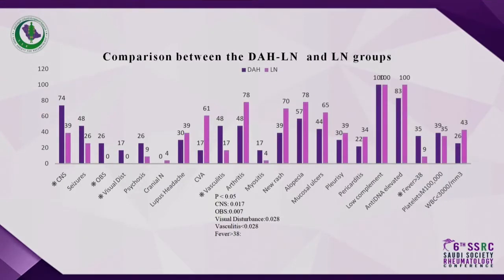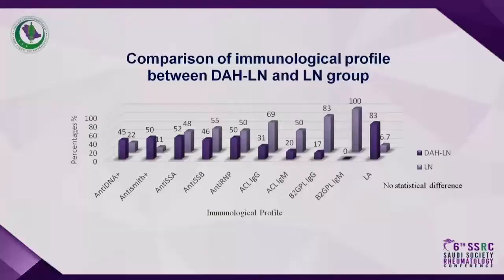In comparison with diffuse alveolar hemorrhage and lupus nephritis, we saw that CNS involvement, especially organic brain syndrome, visual disturbance, as well as vasculitis and fever, had a statistically significant association with the occurrence of diffuse alveolar hemorrhage. In comparison of immunological profile, there was no statistically significant difference between the diffuse alveolar hemorrhage and the lupus nephritis groups.